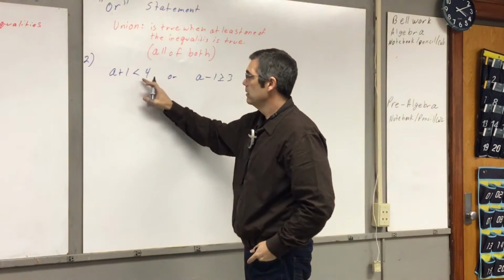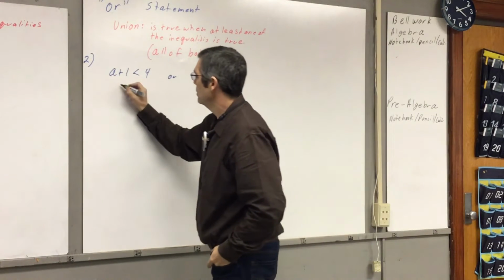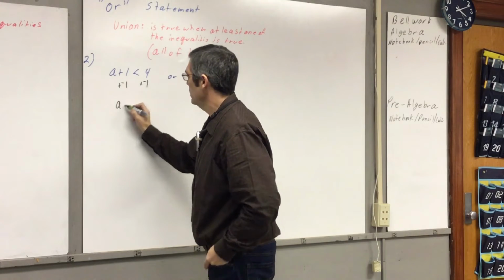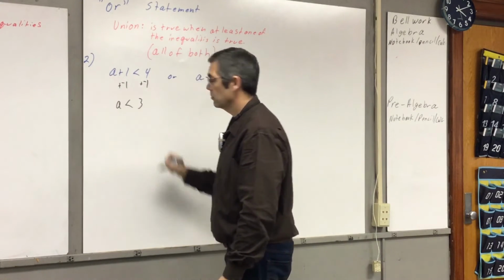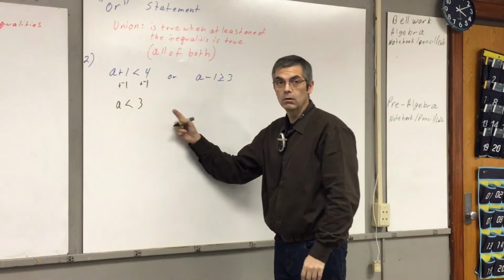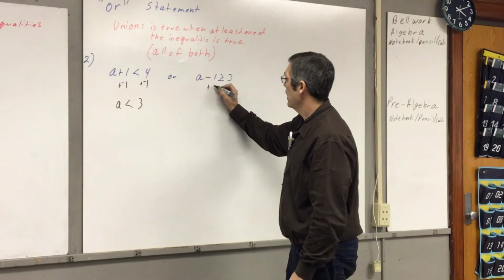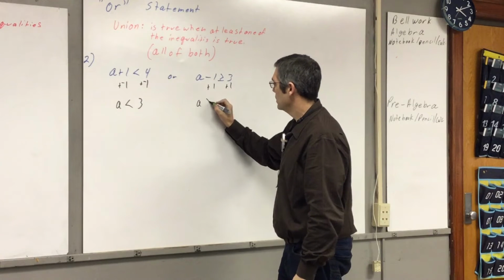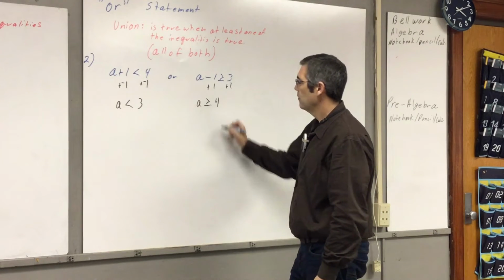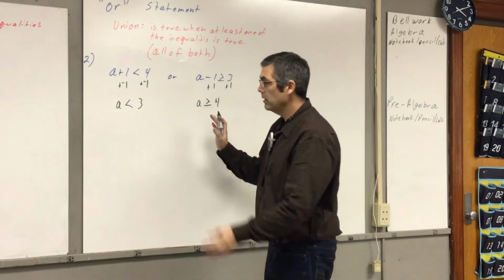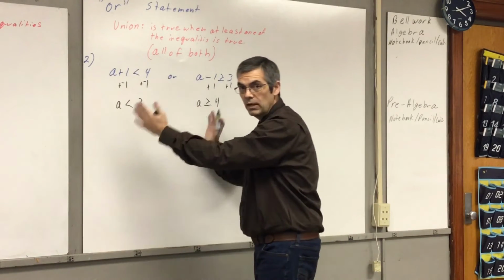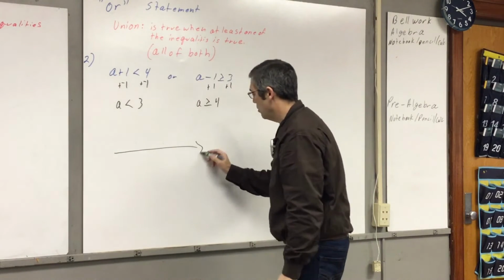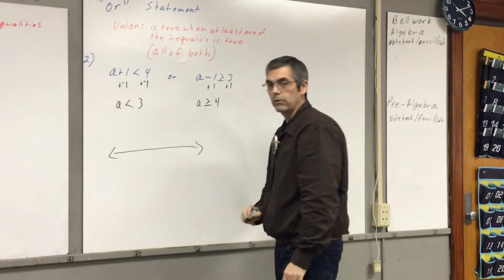A plus 1 less than 4. Well, add the inverse to both sides. A is less than 3. Or, and we're going to add 1 to both sides, A is greater than or equal to 4. Now, all that has to happen is that one of these two has to be true in order for this to work. Okay? But we're still going to put it on our graph.